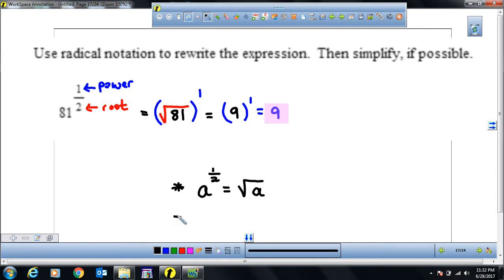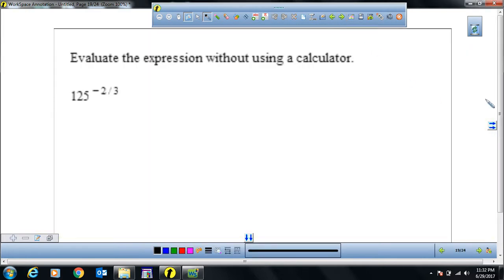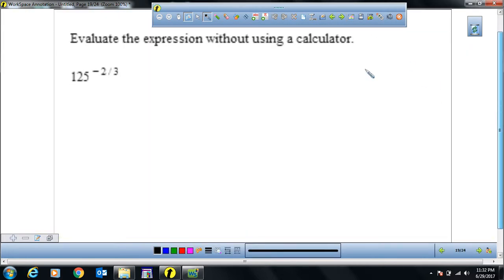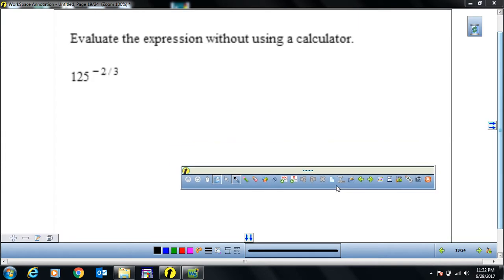Likewise, if I tell you I have a number raised to the 1/3 power, that means the cube root of the number. Now, let's work out the following problem, which is also about rational exponents, but this time the exponent is negative.